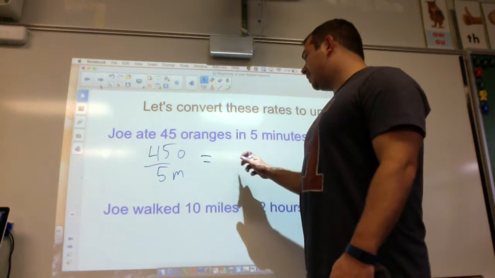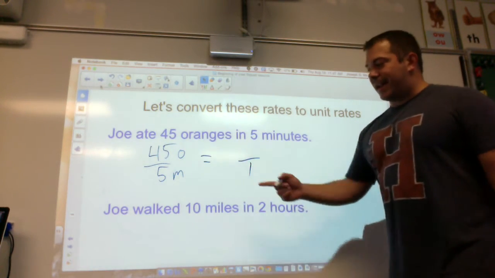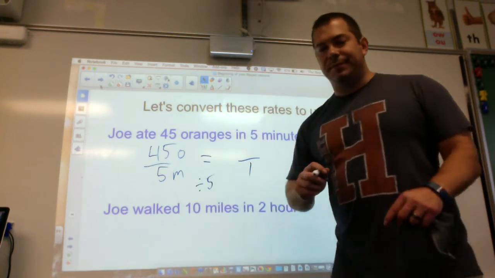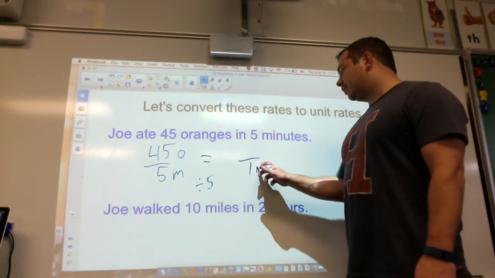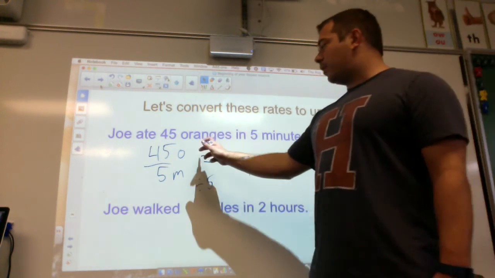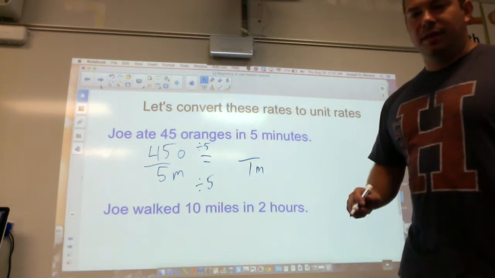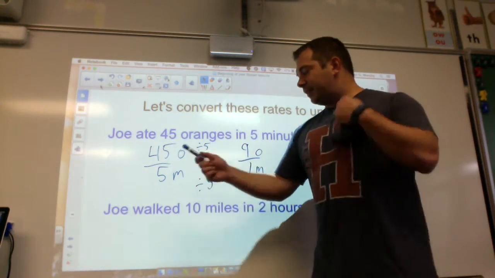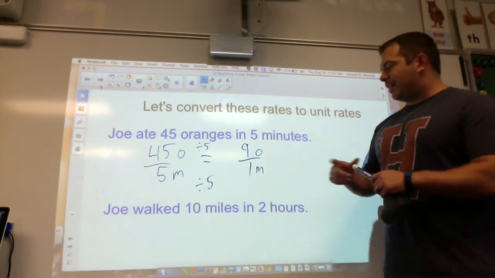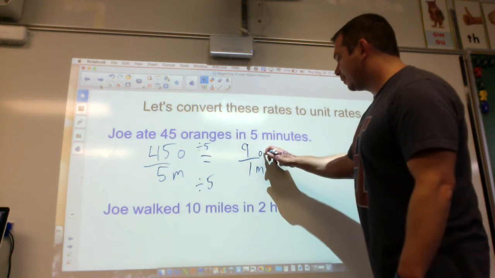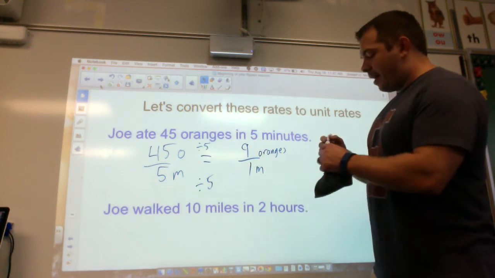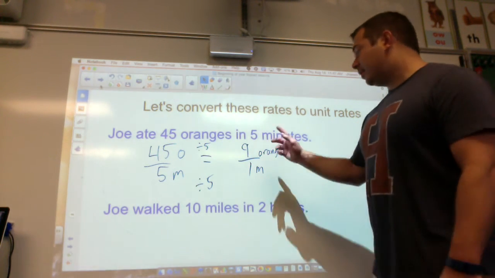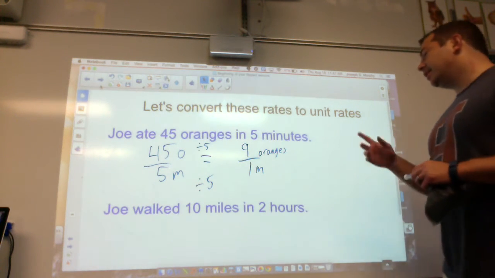Well, I know I have to turn this into 1. And how did I turn 5 into 1? I divided it by 5. 5 divided by 5 equals 1. So it's 1 minute. What's 45 divided by 5? That's simply just 9. So if I turn this rate of 45 oranges in 5 minutes into a unit rate, that looks like 9. Maybe I should write the whole word out up here. I can eat 9 oranges in 1 minute. As you could tell, I could probably do that. 9 oranges per 1 minute is my unit rate.